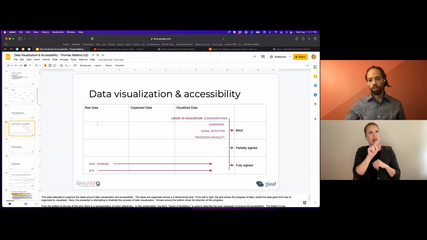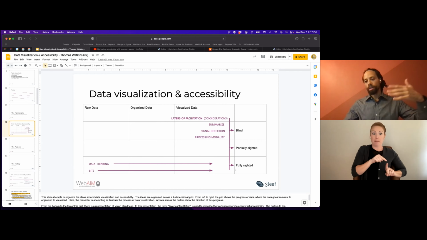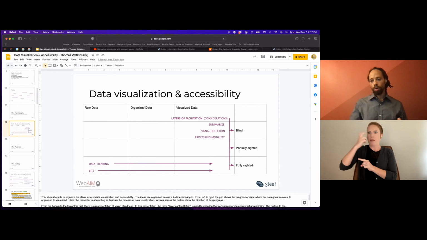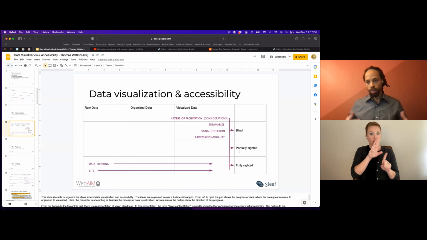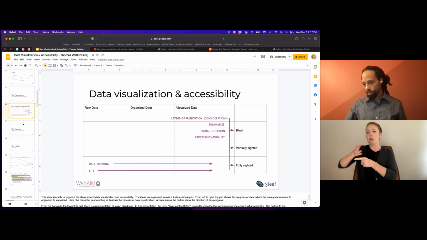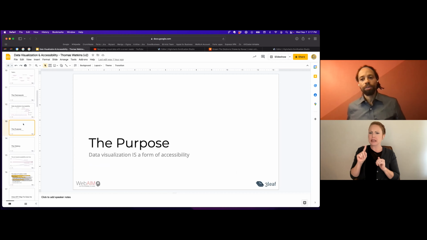What are the extra layers that we want to add on to make sure that everybody can share in the insights that are here? So at the bottom, I have fully sighted, and then in the middle, partially sighted, and on the top, blind. And so this is dealing with a plane, an area of where we're thinking about what are we going to do with the data as we're processing it from raw to fully cooked, available visualizations and insights. And then what are the layers of facilitation that we have to think about along the way? Okay, and so to remind ourselves of the purpose of data visualization, one way of looking at this is that data visualization is accessibility.